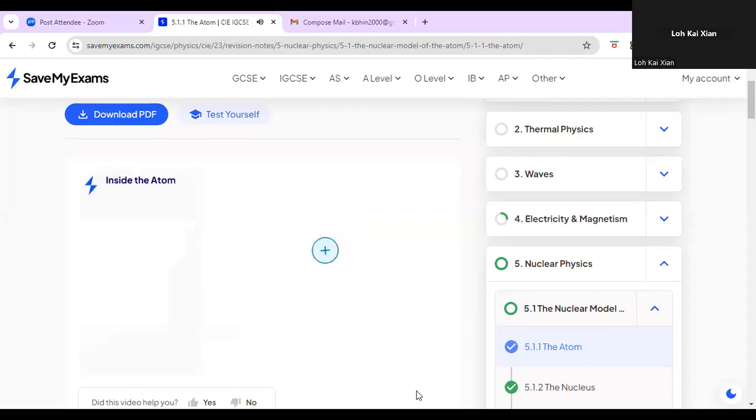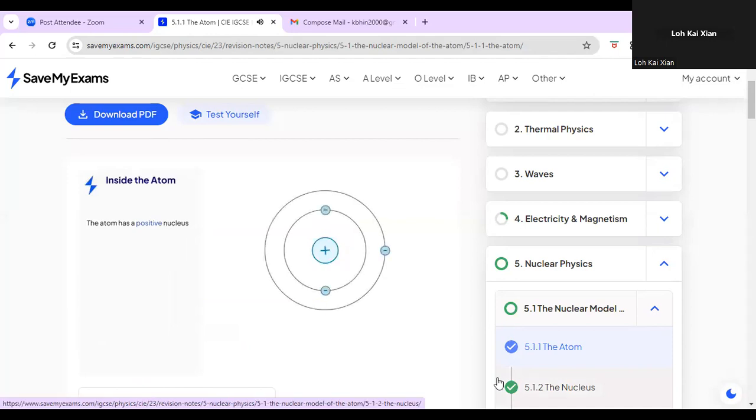We'll start off by taking a look inside the atom. At the center of every atom, there is a small positive nucleus. This is orbited by negative electrons, which are grouped in shells. While this is the most commonly used model of the atom, it's important to remember that this is not what an atom actually looks like.